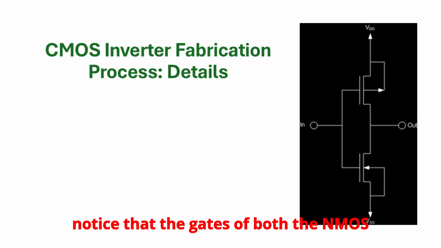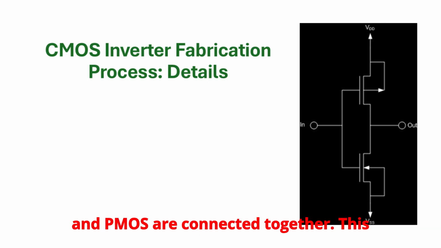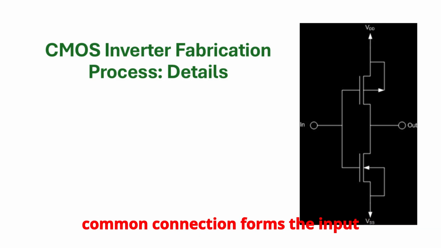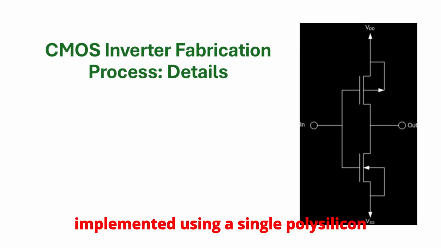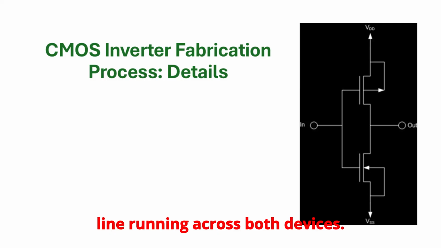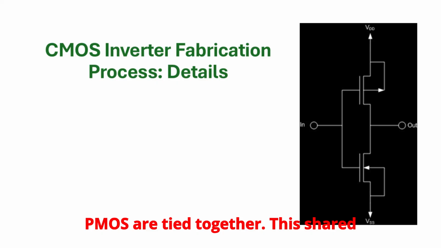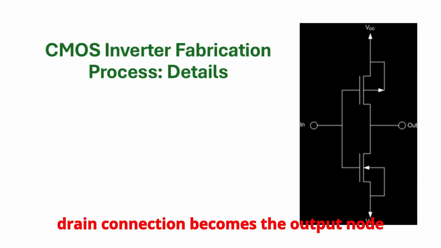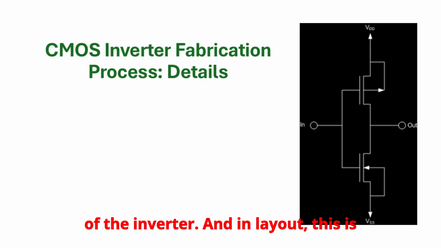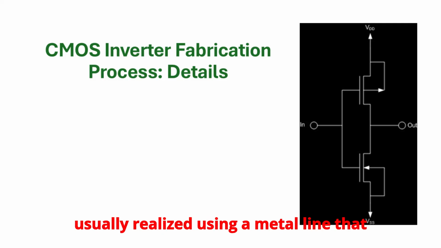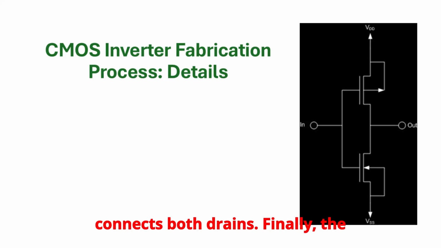Next, notice that the gates of both the NMOS and PMOS are connected together. This common connection forms the input terminal of the inverter, usually implemented using a single polysilicon line running across both devices. Similarly, the drains of the NMOS and PMOS are tied together. This shared drain connection becomes the output node of the inverter, and in layout, this is usually realized using a metal line that connects both drains.